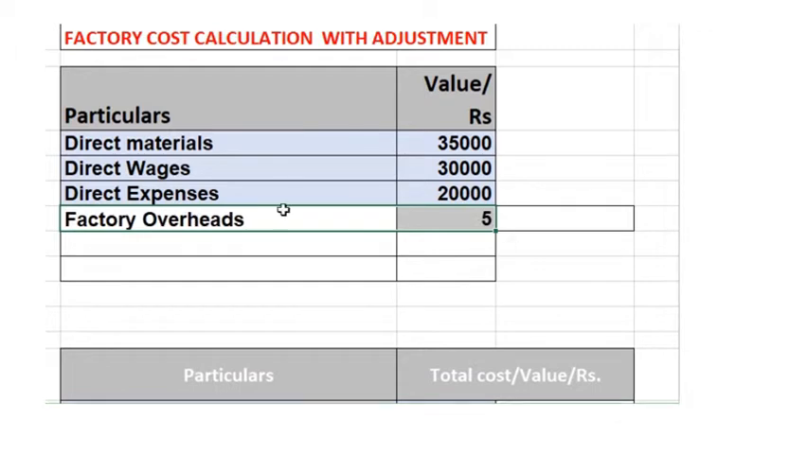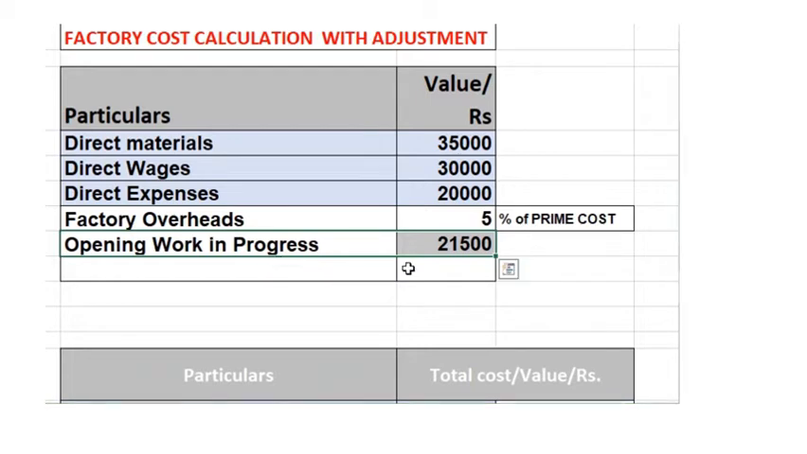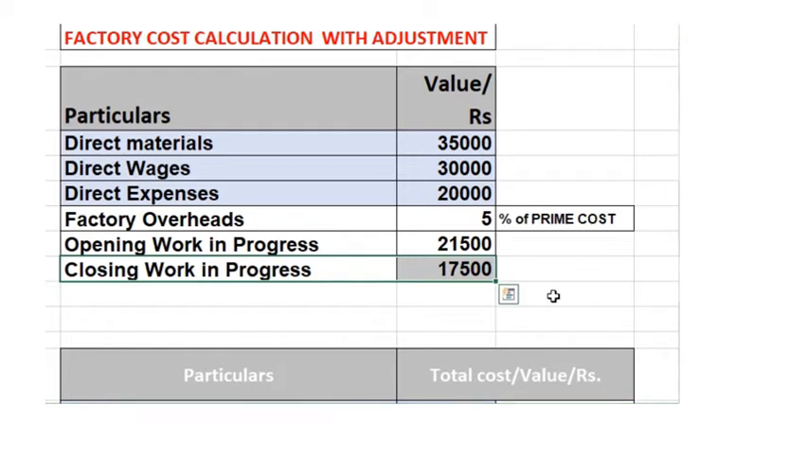Next additional data they have given: factory overheads as 5. It will not be 5, so it is 5% of prime cost. They have not given the value directly. They have given it as 5% of prime cost. So after finding prime cost, you find the factory overheads by multiplying that value by 5 by 100. Next, what is the data that is given? Yes, opening work in progress. And next is closing work in progress. So work in progress or in-process material, opening stock and closing stock is given. Now we'll see how to deal with this.